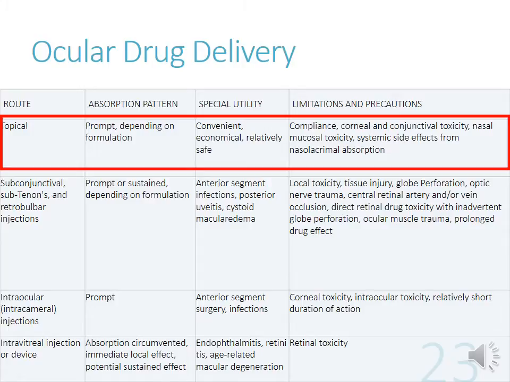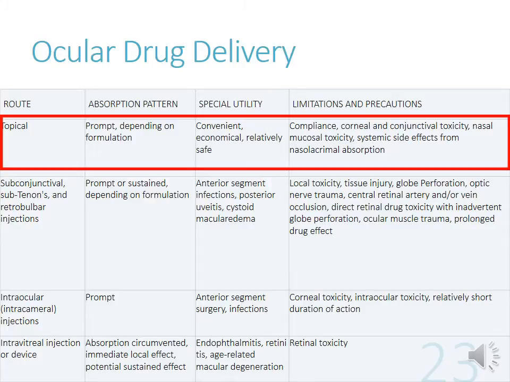You also worry about, and we'll talk about why this is in a second, systemic toxicity from medications being given to the eye, due to the nasolacrimal drainage that can occur, which leads to systemic absorption of the drugs. That can be a major site for toxicity in some cases with certain drugs. So that's some of the limitations for using the topical route. But again, far and away the most common one you're going to use.